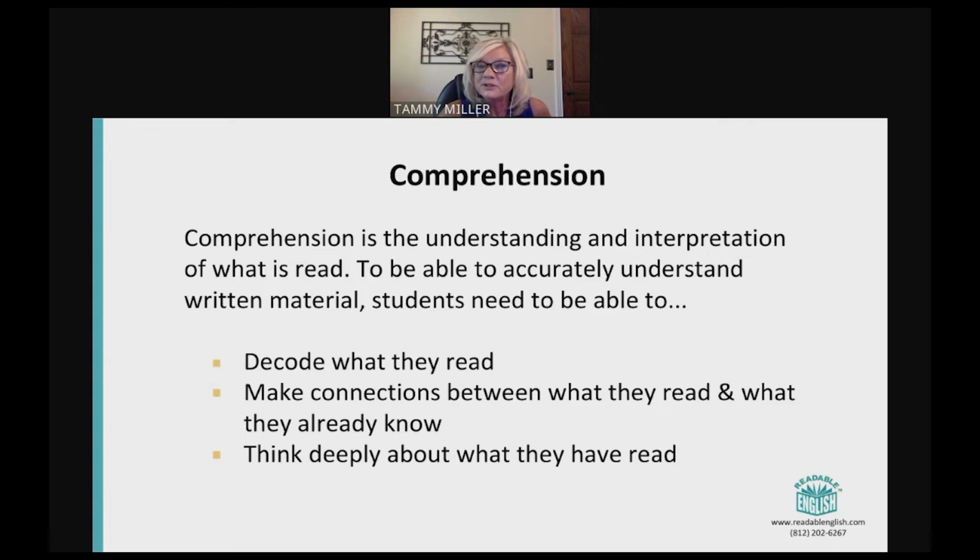It's the comprehension piece. They have to be able to not only decode, have the phonemic awareness, phonological awareness, but we want them to make the connections to what they've read, what they already know, and we want them to think deeply about what they've been reading.